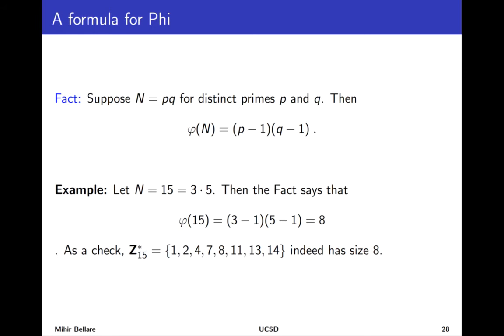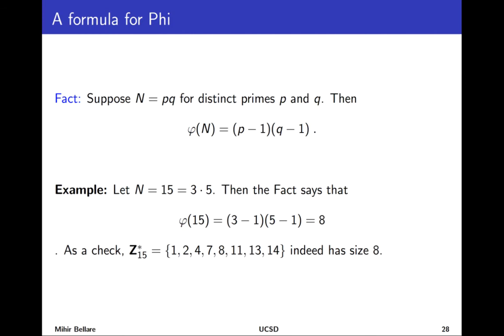This is the fact that we kind of saw appear on the web page. It would be useful in all of this to have some better way of calculating phi of n than just listing the elements of Zn star and counting how many there are. And this gives a formula. It says if n is the product of two distinct primes, you can get phi of n by just multiplying p minus 1 and q minus 1. So for example, if n is 15, factor it as 3 times 5. Then this says that phi of 15 should be 2 times 4, which is 8.